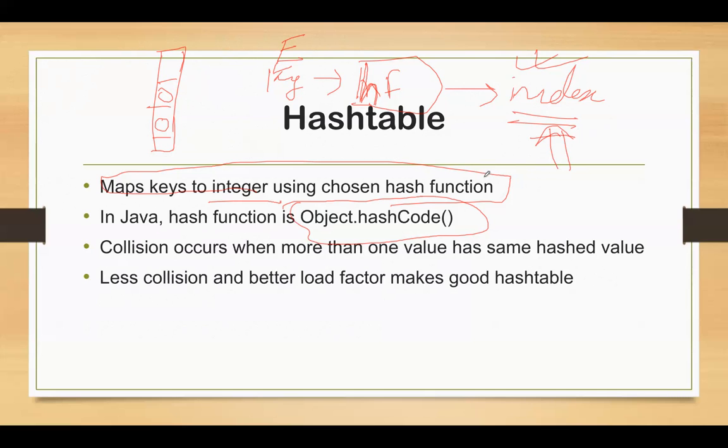A collision is not good for any hash table, so a hash function that produces fewer collisions is termed a better hash function and gives a better hash table. If we have fewer collisions and a better load factor, then together they make a good hash table. Load factor I will explain in the coming slide. Hope this collision was clear to you. If you have any doubt, then please leave a comment.